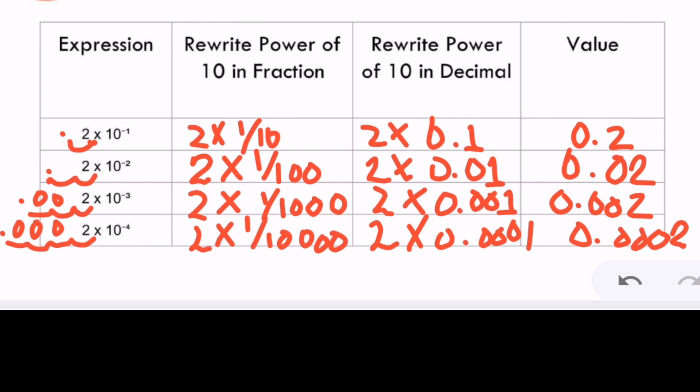So technically, this gives us the idea that whenever a number is being multiplied to a negative power of 10, the decimal point is just being moved to the left depending on the value of your exponent. So if it is negative 1, it will be moved once to the left. And if it is negative 2, it will be moved to the left twice. So the negative indicates that the movement is to the left.